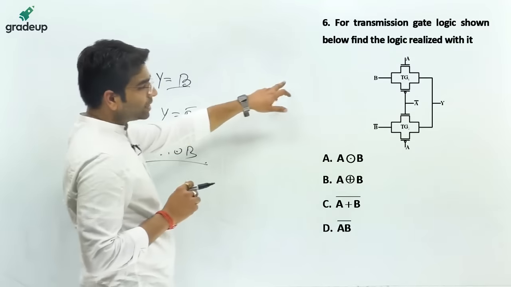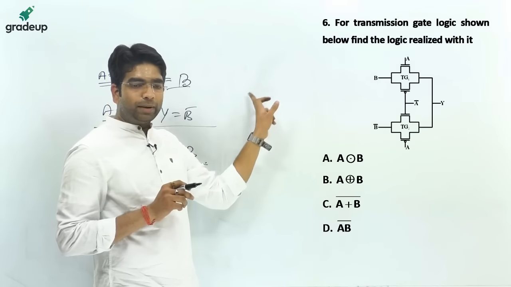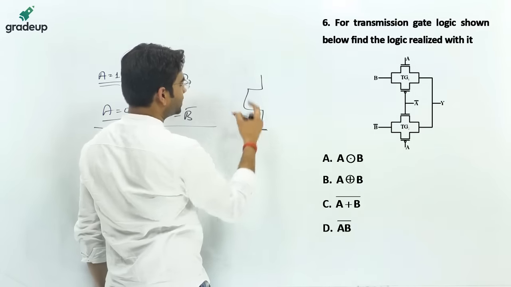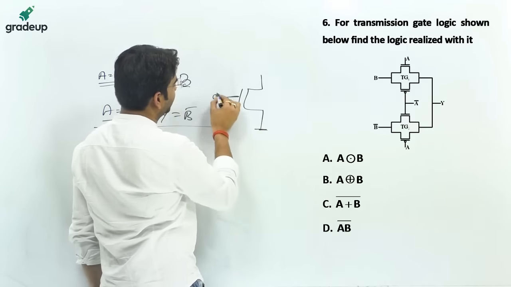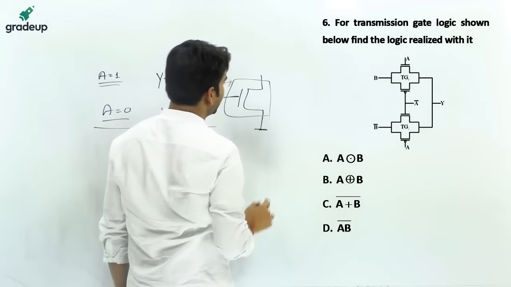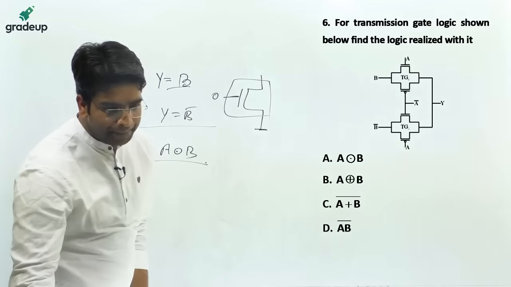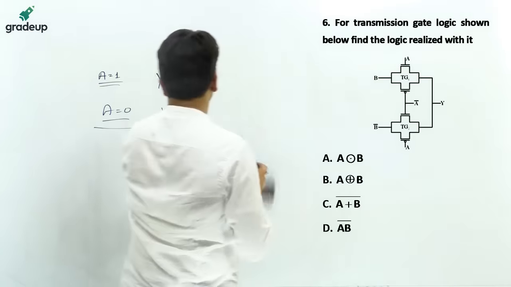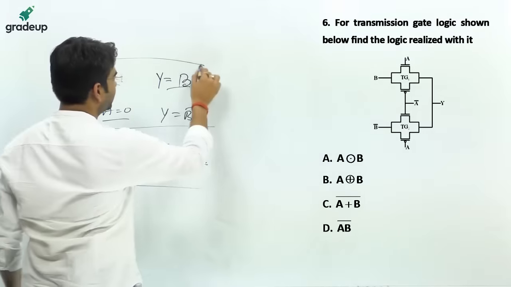So friends, if A is high, then NMOS will pass the logic. But if it is NMOS and here it is 0, it will act as a high impedance. See, don't go to that. Just be attentive here only. Are you getting it?